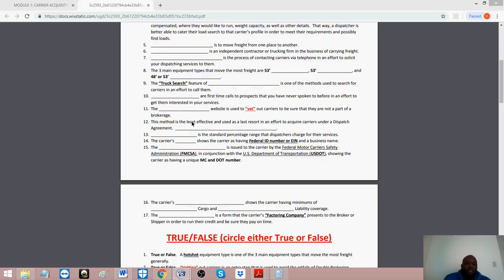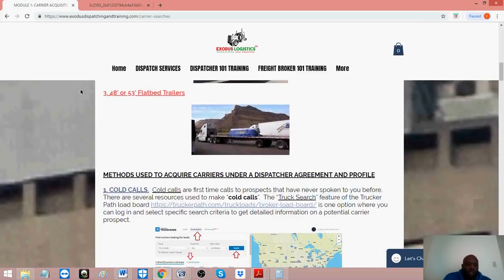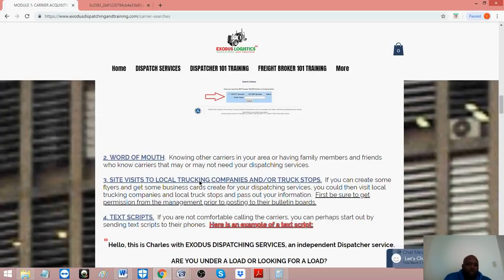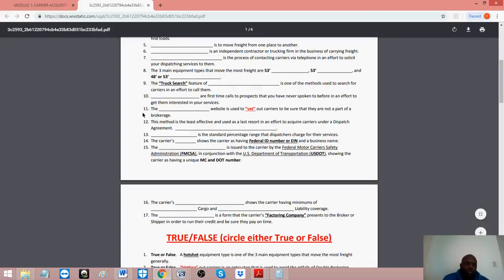This method is the least effective and used as a last resort in an effort to acquire carriers under dispatch agreement. So I'm going to give you a clue because we didn't go into detail as much. But the methods used are cold calling, word of mouth, visiting trucking companies, right? Then you got text, and then the last one is email. So that's the least effective and last resort. So if you're on the platform, you would have went over that in Dispatcher 101, you would have saw that. So I'll give you that one because you may not have known that one. It's emailing.